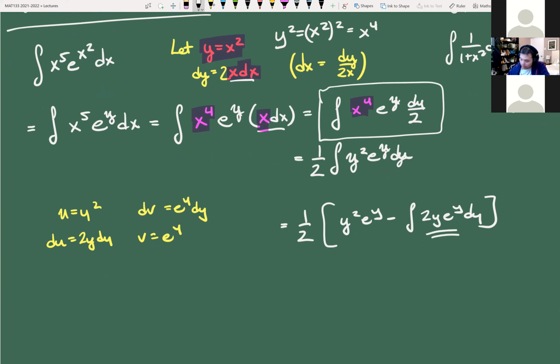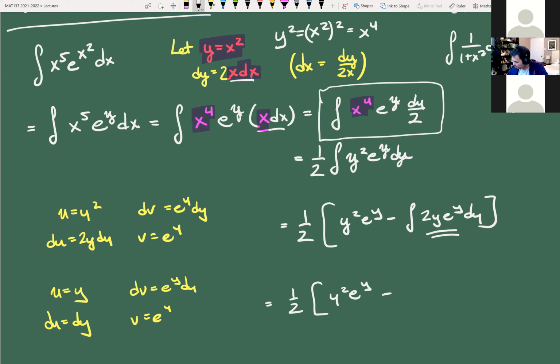Okay, and so we're gonna have to do integration by parts again here. So we're gonna let u be y, because I'm just gonna take the 2 out. So du is dy, dv is e to the y dy, v is e to the y. All right, so if I do this now, what do I get? So I get 1/2 y squared e to the y minus 2 times y e to the y minus the integral of v du, right? So you can see I'm still even using the mnemonic there.